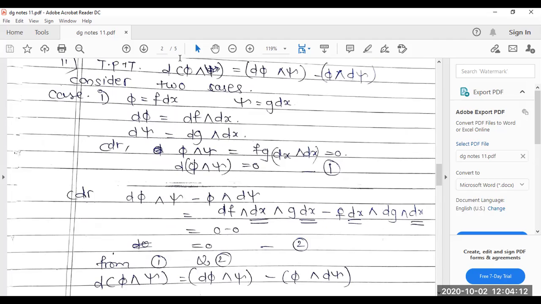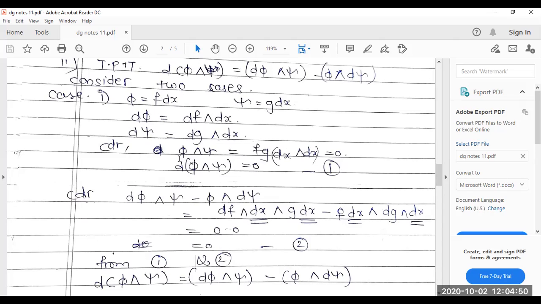We have to prove that the exterior derivative d of phi wedge psi is equal to d phi wedge psi minus phi wedge d psi. For this we will consider two cases. In the first case, we will consider phi and psi with the same dx and dx. In the second case, we will consider f dx and g dy. So if you want to evaluate this term, first we will evaluate phi wedge psi. Phi wedge psi is nothing but fg, a real valued function we can take outside, and then dx wedge dx, that we have written here.